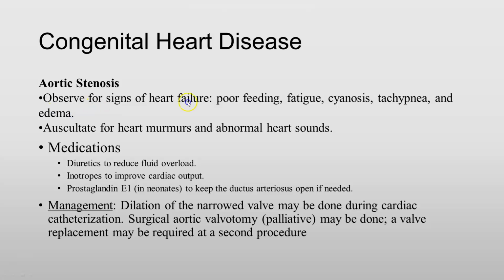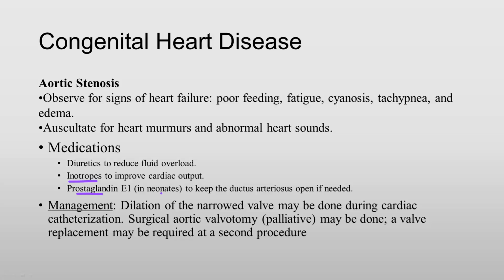For us, we just want to observe for signs and symptoms of heart failure, poor feeding, fatigue, cyanosis, tachypnea, and edema. Listen for heart murmurs, abnormal heart sounds. Because we want to improve cardiac output, we can certainly consider diuretics because we expect there to be fluid accumulation. We've talked about the use of inotropes to maintain cardiac output. And then you can do prostaglandins in neonates to keep that ductus arteriosus open if needed.